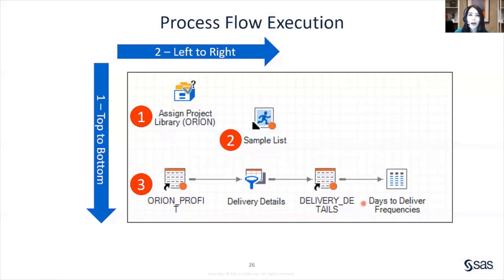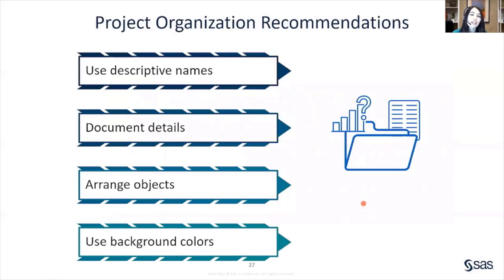Last thing I'd like to talk about are several project organization recommendations. First is something that we've been doing throughout this tutorial, which is to use descriptive names. This goes for our task labels, this goes for our process flows, and it also goes to our different output tables that we generate as well. Get in the habit of renaming those objects to something a little bit more descriptive and concise. That way, when your projects get larger and you have a lot of items in them, you're able to distinguish the different items.